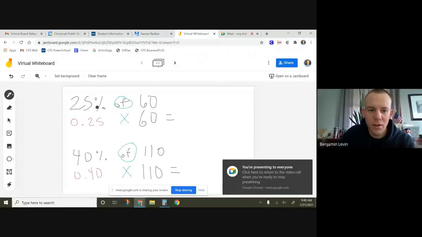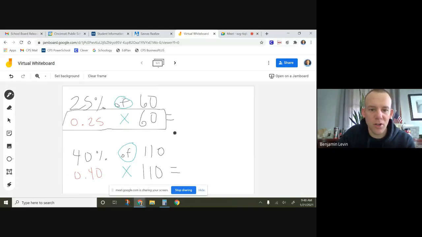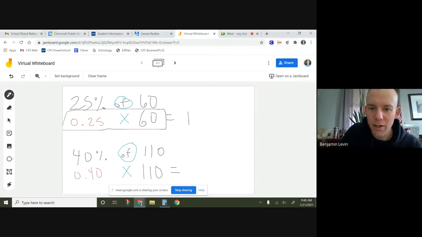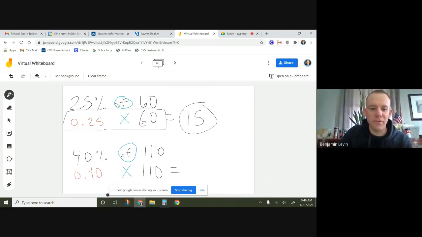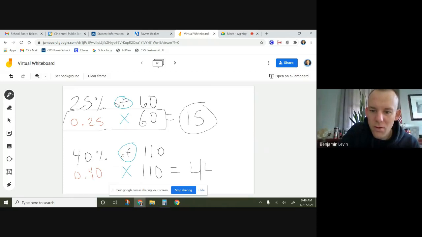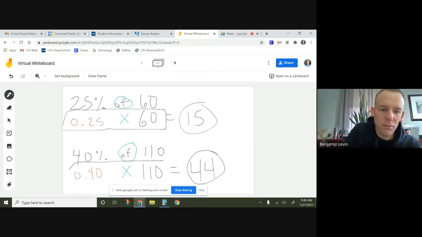So I'm going to present this as my entire screen so you guys can see my calculator. If I'm doing 25% of 60, I'm doing this: 0.25 of 60. 0.25 of means times 60 equals 15, right? That would be your answer. What's 40% of 110? Oh, 0.40 times 110 equals 44. That's all you got to do.